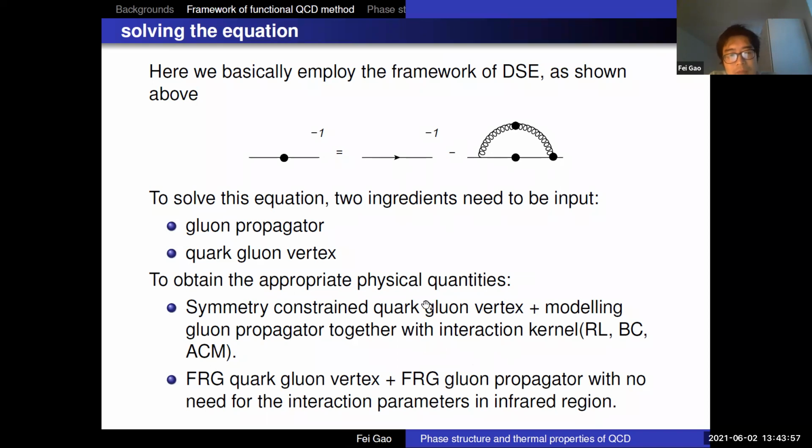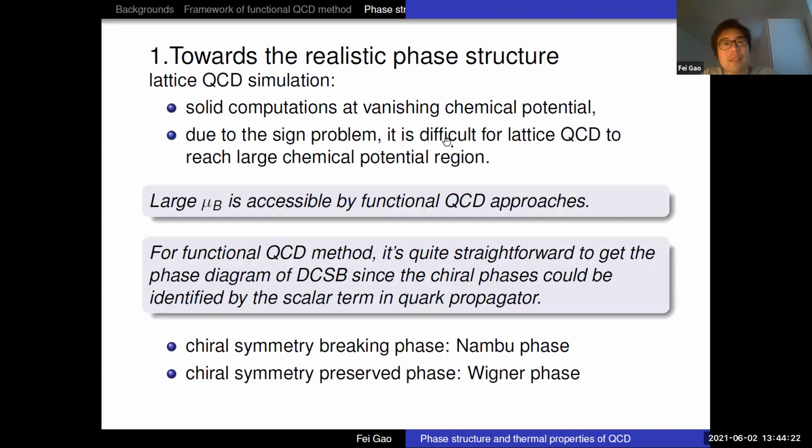Basically the first truncation, because it's simpler, we have applied this to compute the thermal properties. Here is just only the phase diagram, and of course we want to proceed the computation to the thermal properties too. So the first step is the phase structure. Lattice QCD has given solid computations at vanishing and also some smaller chemical potential based on the Taylor expansion. But due to the sign problem, it's difficult to reach large chemical potential.